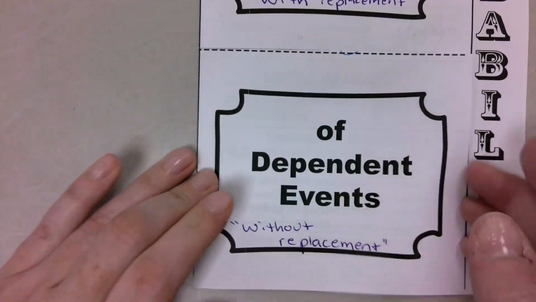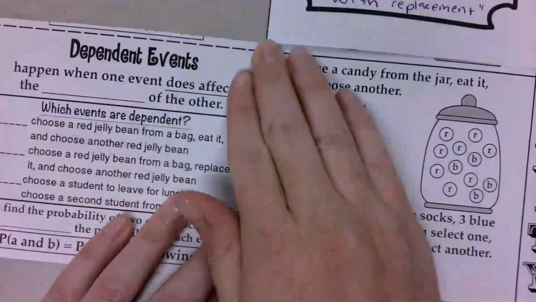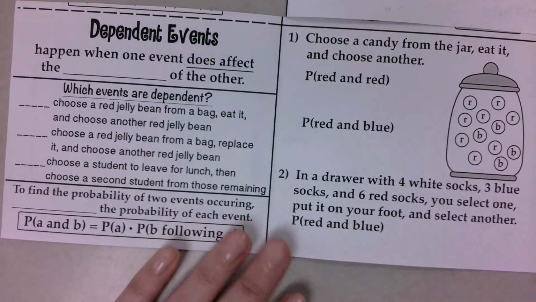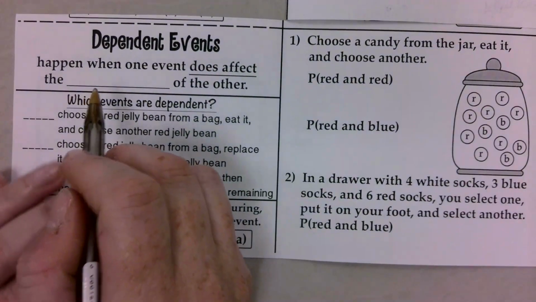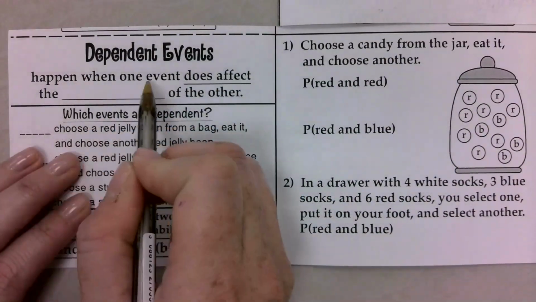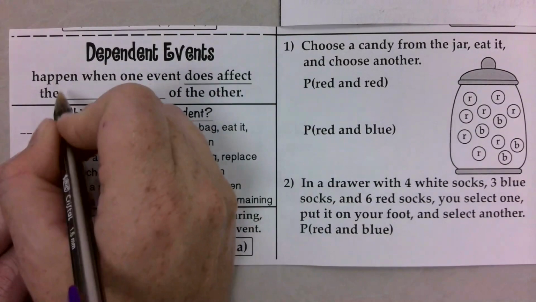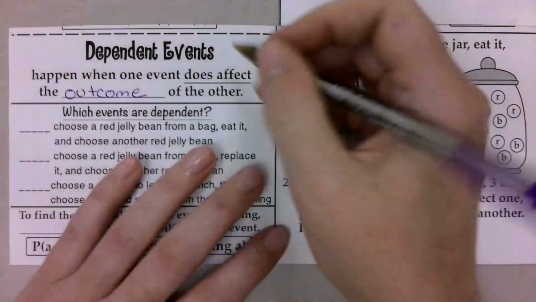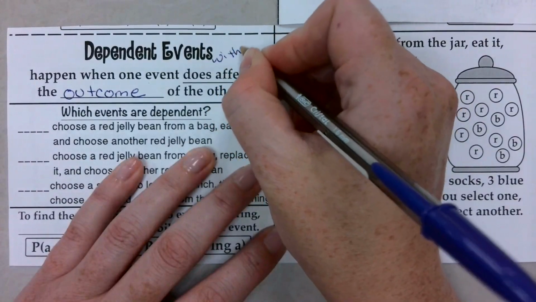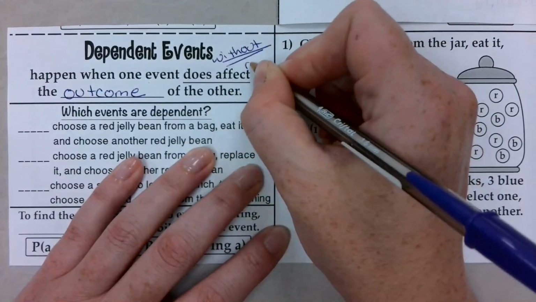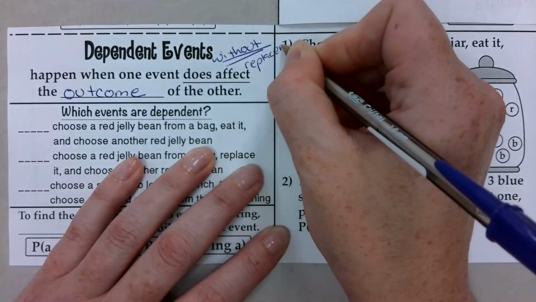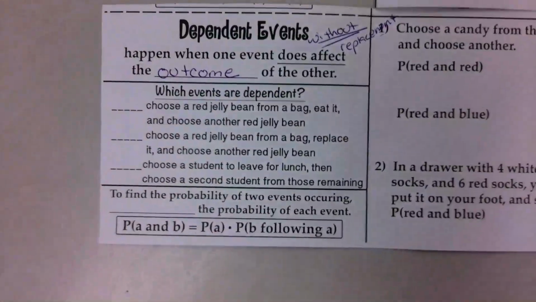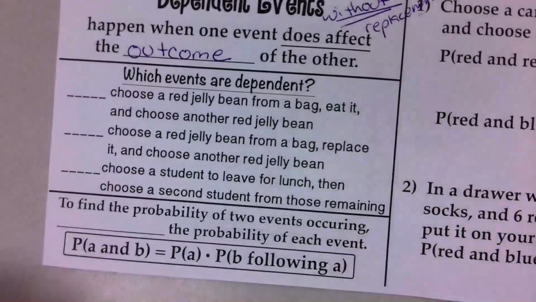Open it up, and let's discuss what a dependent event is first. A dependent event is an event that happens when one event does affect the outcome of the other. Remember, this is without replacement. Sorry, I went into the number 1 there. This is without replacement.